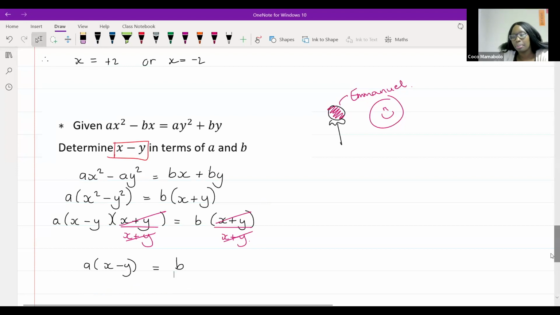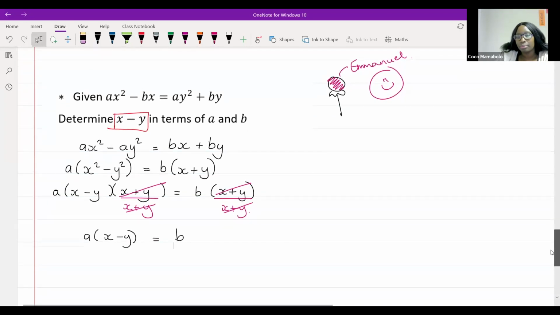What's the last step? Guys, not B minus A. What do brackets mean? Brackets mean multiply, right? So this A is multiplied to X minus Y. That's it, Narisha, correct. So instead of minusing, we must divide. That's it. We're going to divide by A on both sides. So A divided by A will give us 1. So X minus Y is equal to B over A.